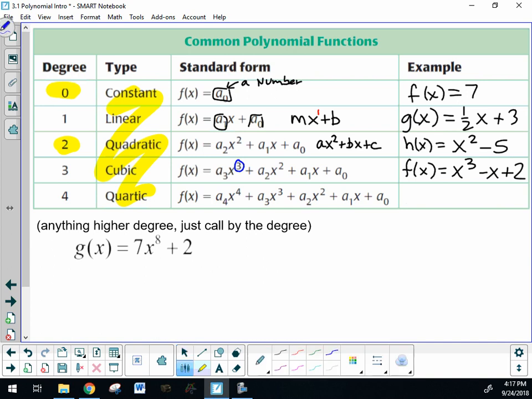So there are names for some of the higher powers than that. Degree 5 is quintic. Degree 6 has a name. It's just not important to go any higher than that, though, for what we're doing. So if we go any higher, like this one right here is 7 times 8 to the power x plus 2, we would just say it's a degree 8 polynomial, and that is good enough.